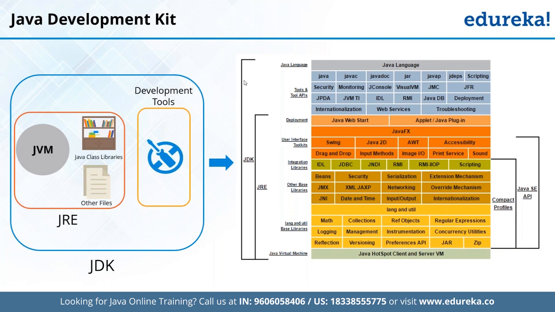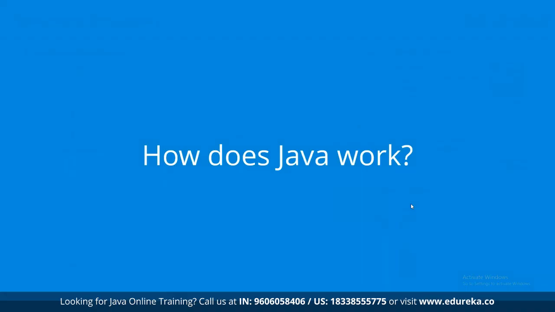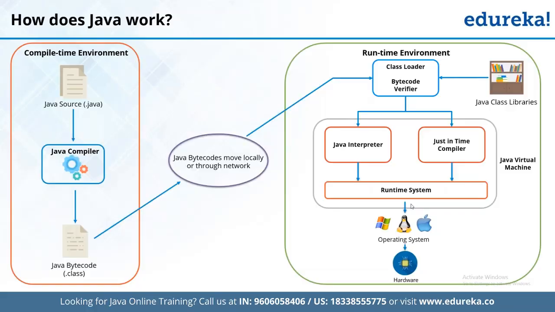Again, these are all components that are part of the entire JDK, which is required in order to run the entire application altogether. And now let's discuss how exactly Java works. Whenever we create any code in Java and compile it, the Java code is converted into Java bytecode.